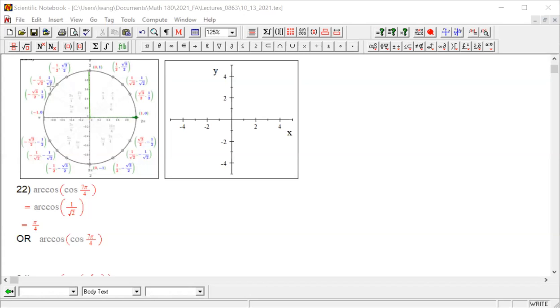You get 7 pi over 4 like this, right? And you also have another piece, pi over 4. These two triangles are identical. And the cosine is the shared value.